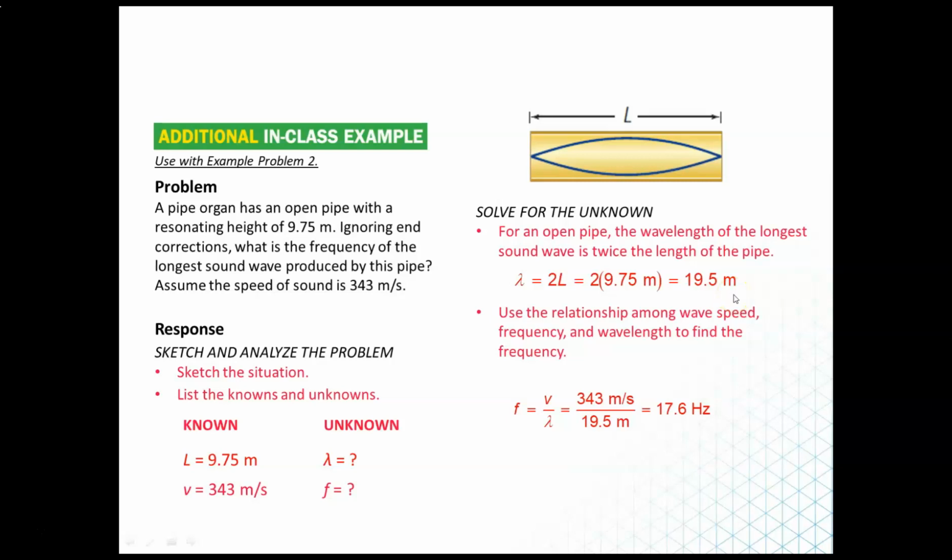Then I will move to the unknown part, which is the frequency. The frequency equals the speed of the sound divided by the wavelength. The speed of the sound is already given in the question. So I put 343 meters per second divided by lambda, which is the wavelength that I have found here, 19.5 meters. And I will get 17.6 hertz.